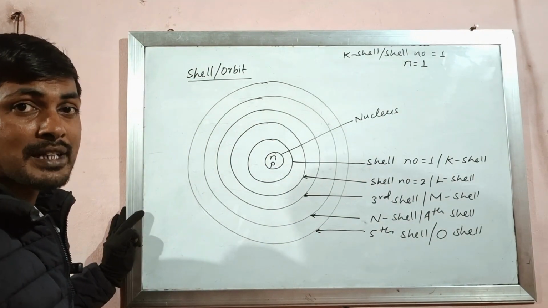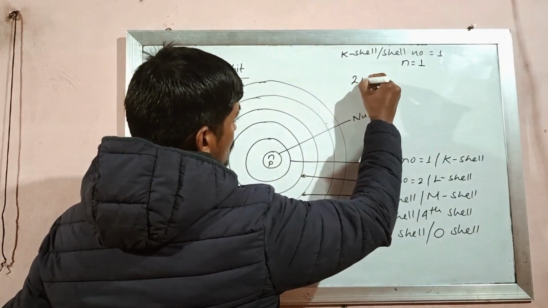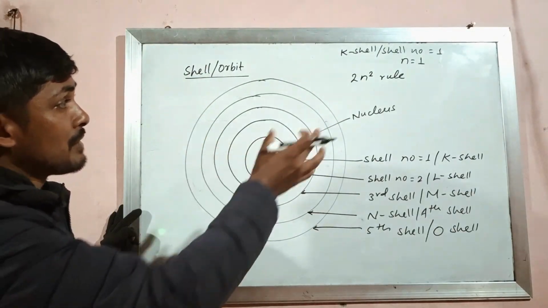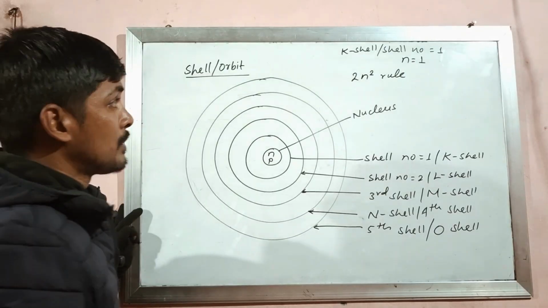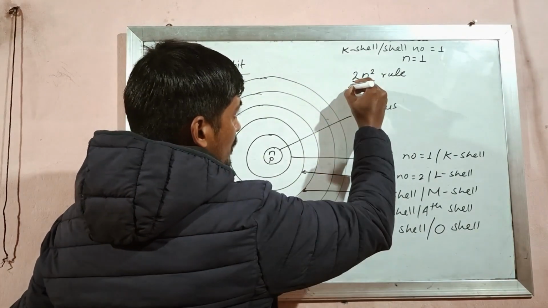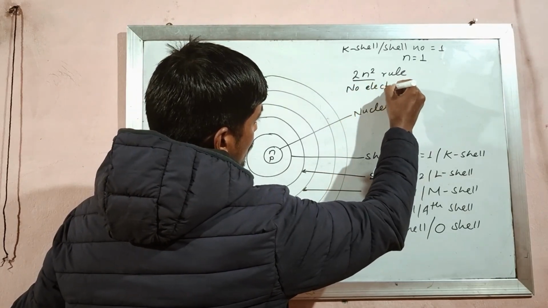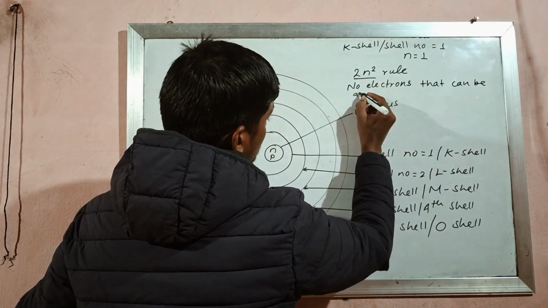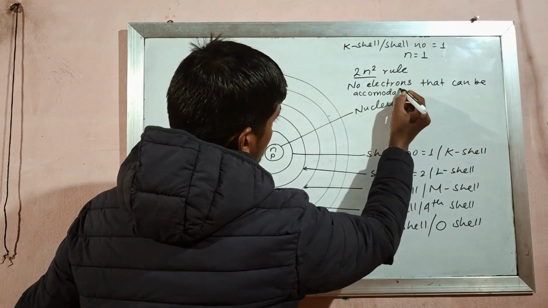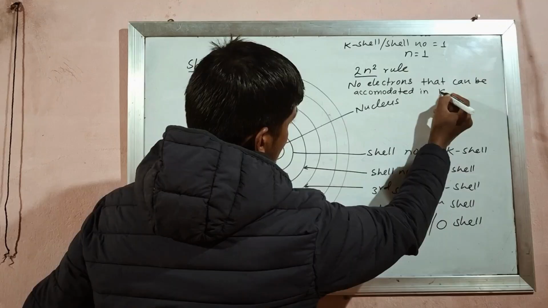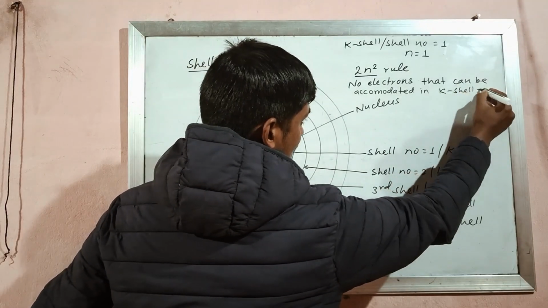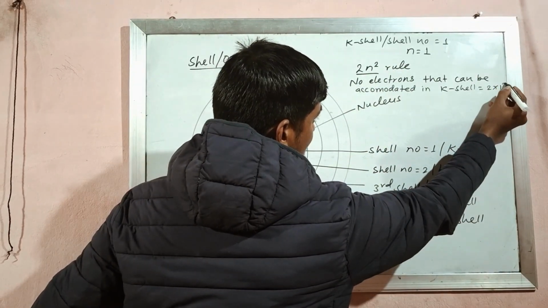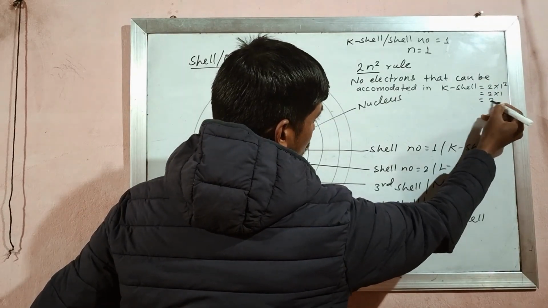Now, according to the 2n square rule, we have 2n square to find the maximum number of electrons that can be accommodated in cell number 1. So, the number of electrons that can be accommodated in K cell is equal to 2 into 1 square. That means 2 into 1, it is 2.